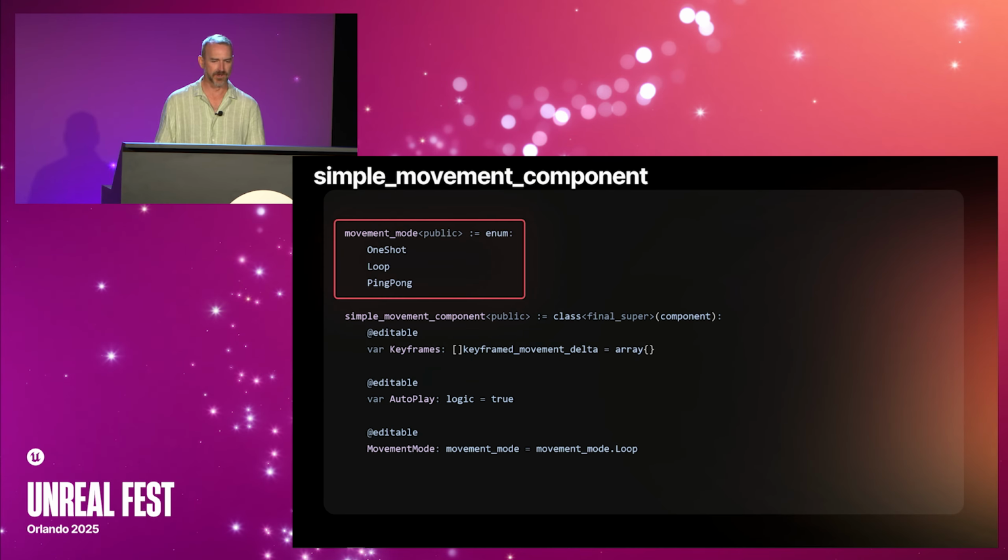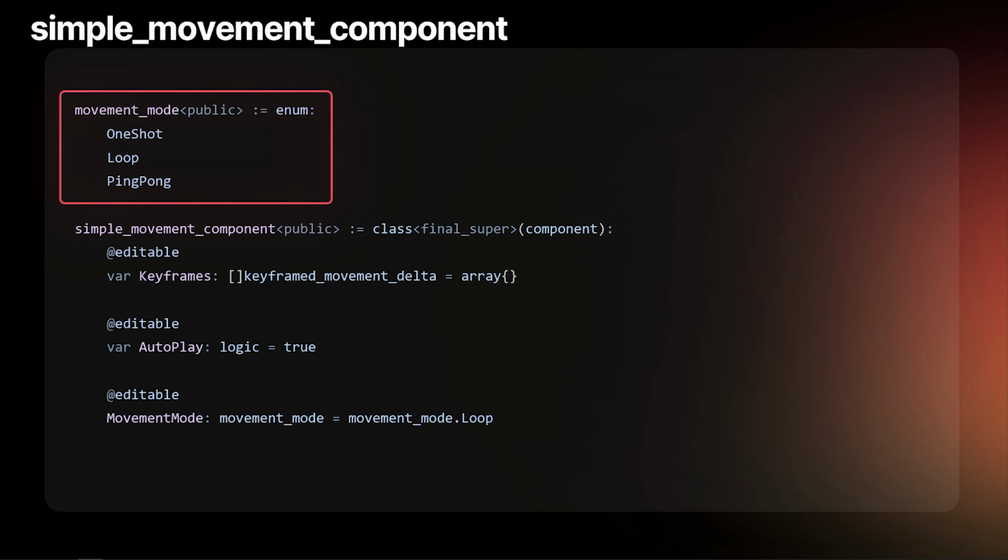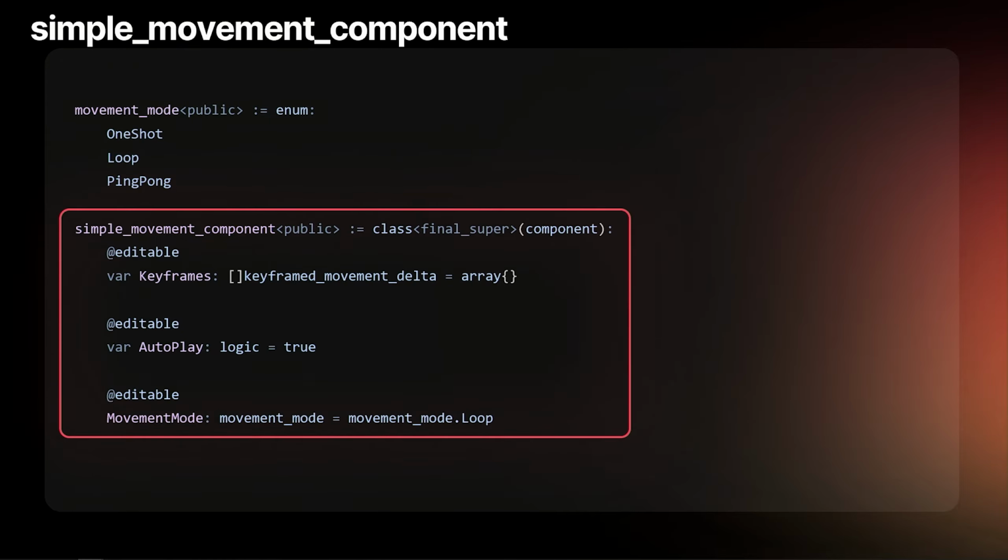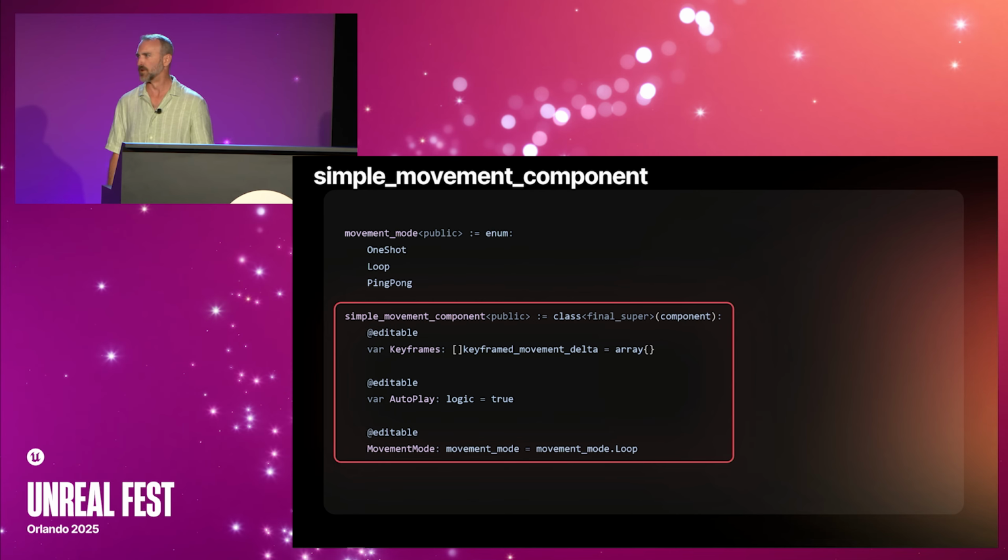So if we look at the code here, I'm setting up just an enum that allows the user to select which type of movement they want. And then I'm exposing with @editable some fields to the details panel, just like you would with a Verse device.